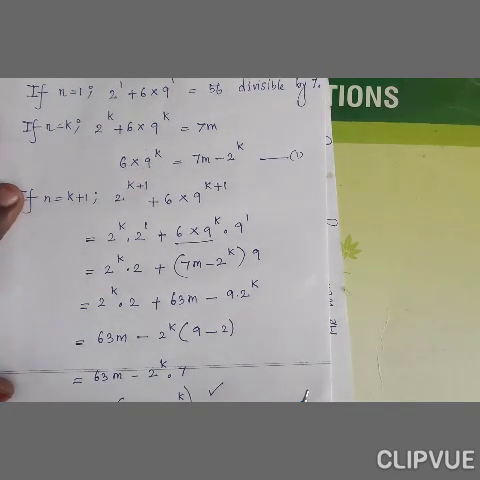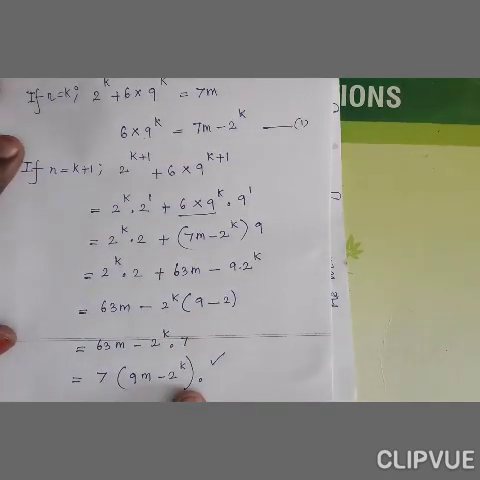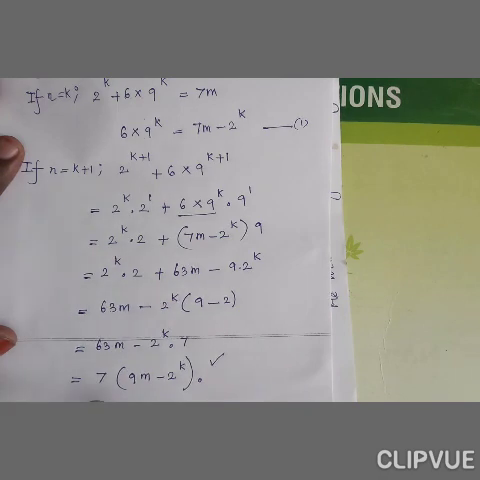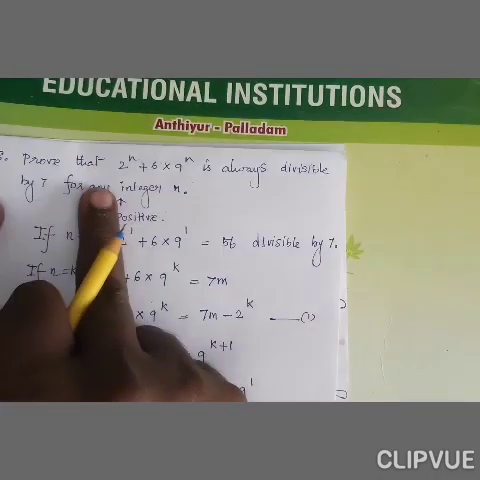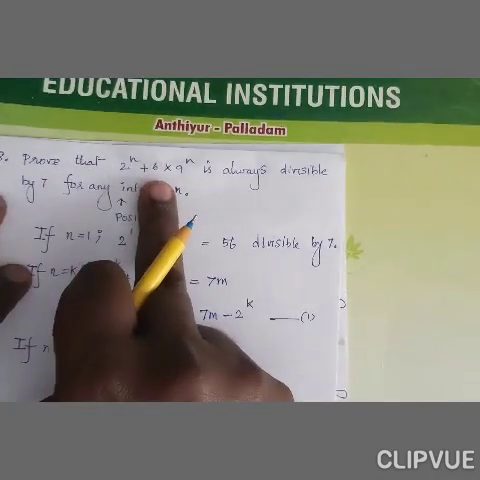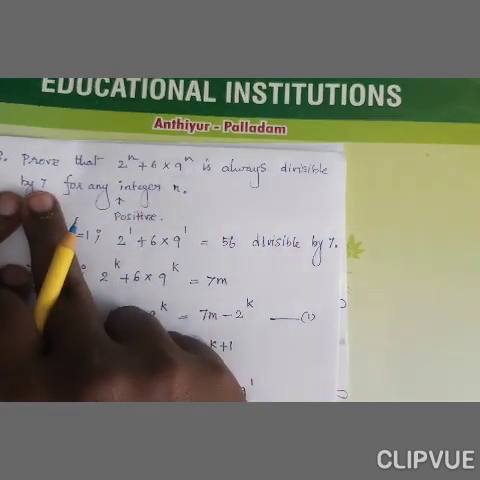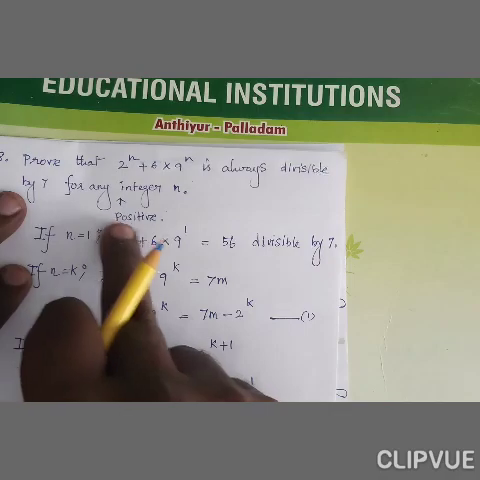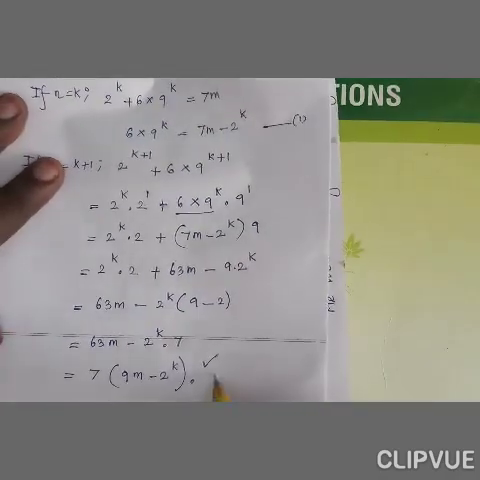This general term is a multiple of 7, so it should be divisible by 7. You know very well. Therefore, 2 power n plus 6 into 9 power n is always divisible by 7 for any positive integer n. Hence proved.